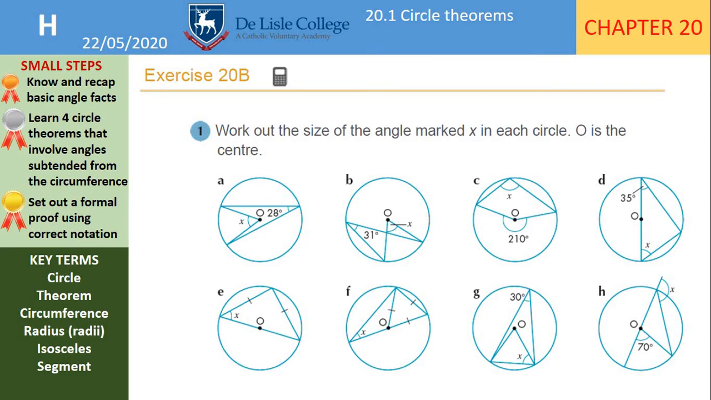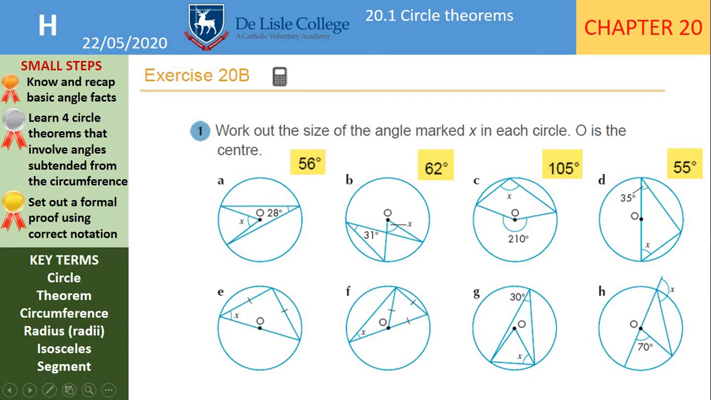Okay, let's check the answers then. Question A, X is 56 degrees, double the angle at the edge. Question B, 62 degrees, double the angle at the edge. C, 105 degrees. The angle at the edge, or the circumference, is half of the angle at the centre. So they can work both ways. Question D, we're going to be using the fact that this is an angle made by a semicircle. So the angle here is 90 degrees, and then you've got angles in a triangle.